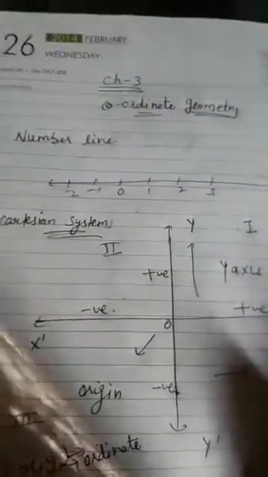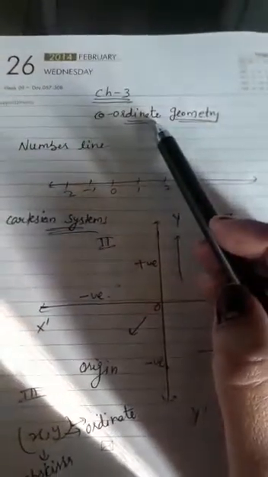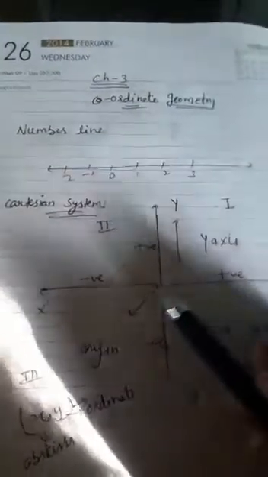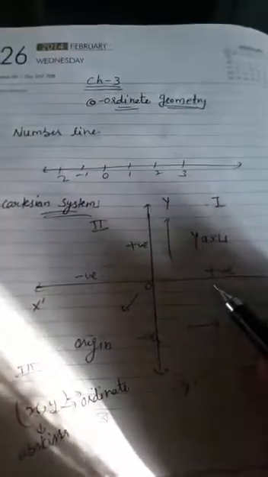Good evening, students. Today we are going to start the revision of chapter number 3, Coordinate Geometry. In this chapter we will learn how to represent any point in the Cartesian system.